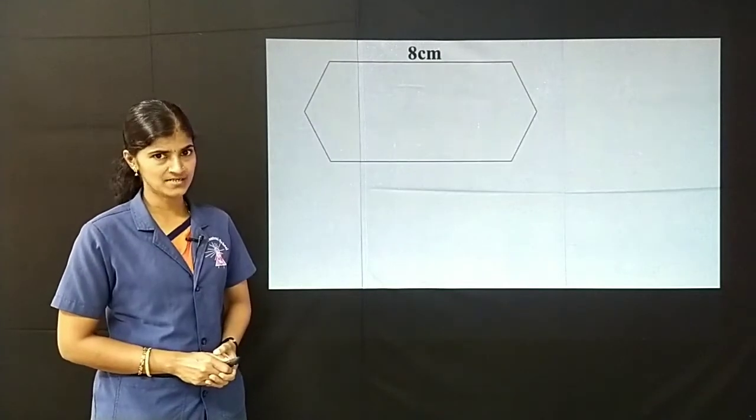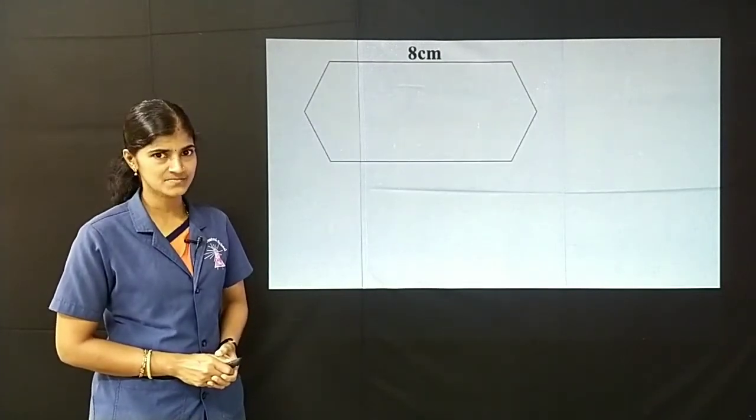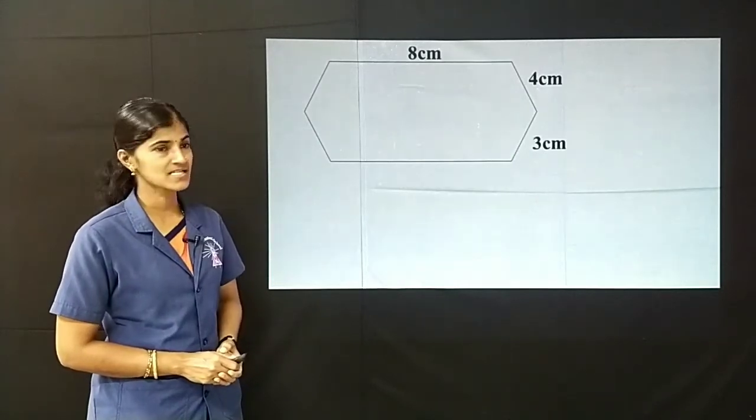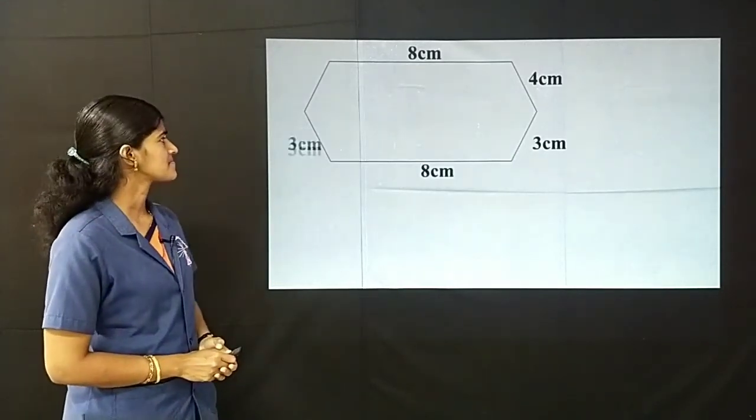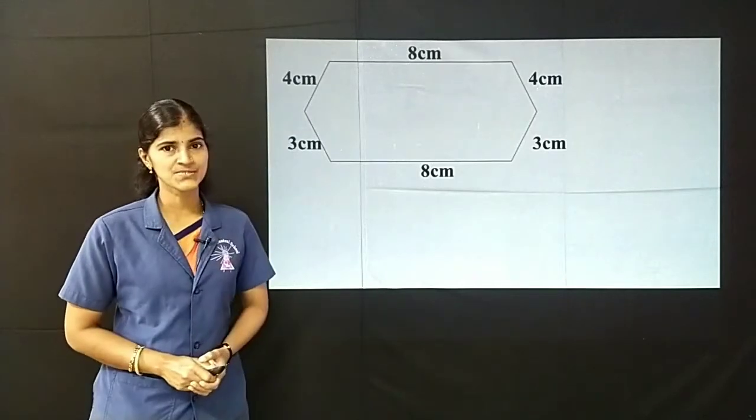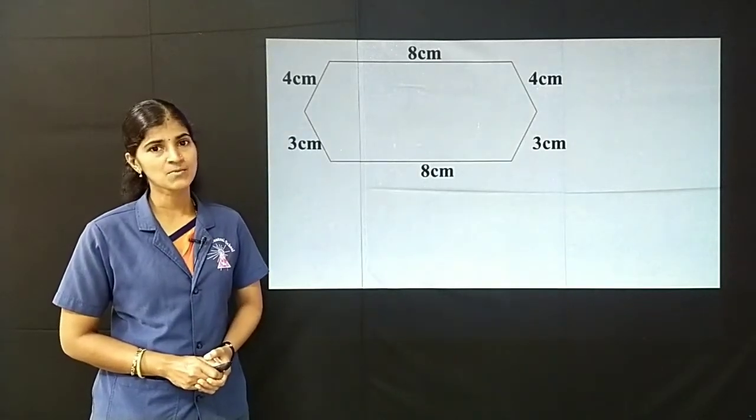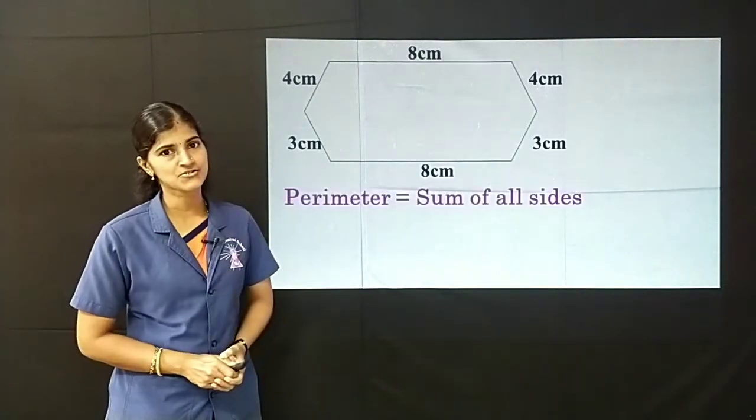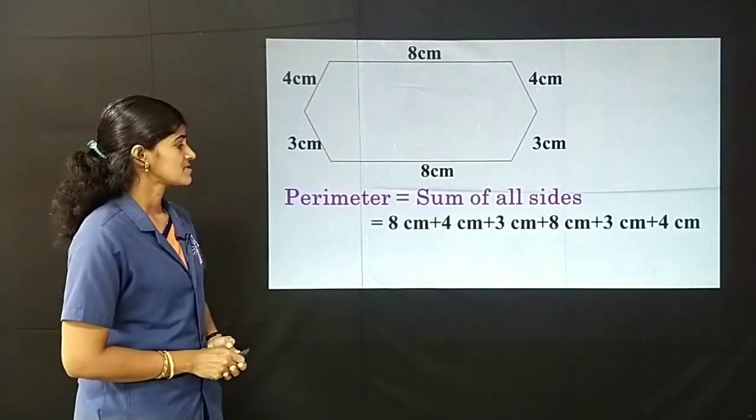The closed figure with many sides. Okay. So let us take this figure with different lengths in each of that side. We know the simple rule: perimeter means sum of all the sides. So let us write that one. Perimeter is equal to sum of all the sides.